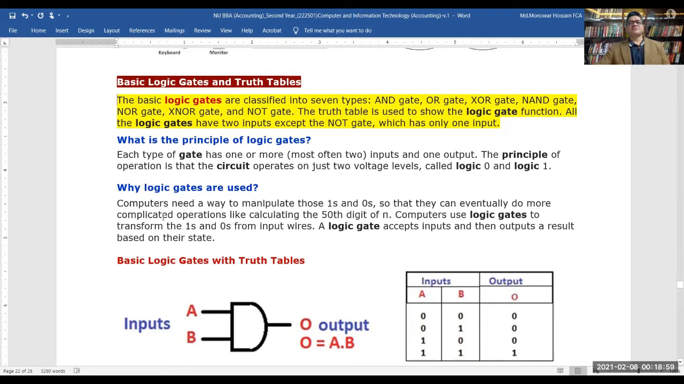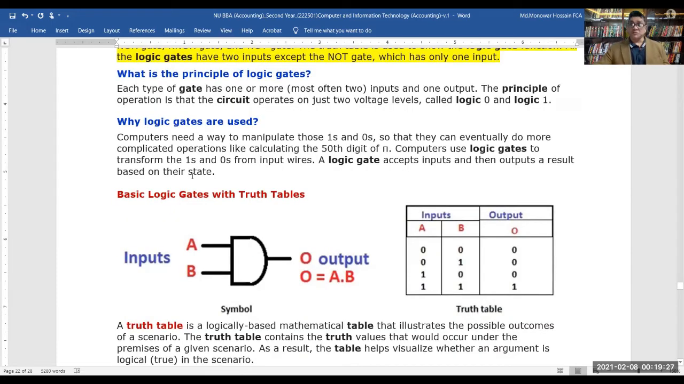What is the principle of logic gates? Each type of gate has one or more inputs and one output. The principle of operation is that the circuit operates on just two voltage levels, called logic 0 and logic 1.